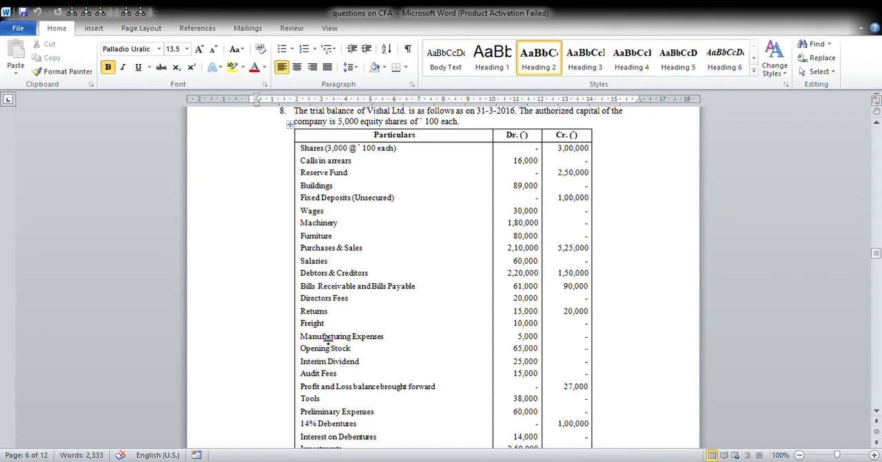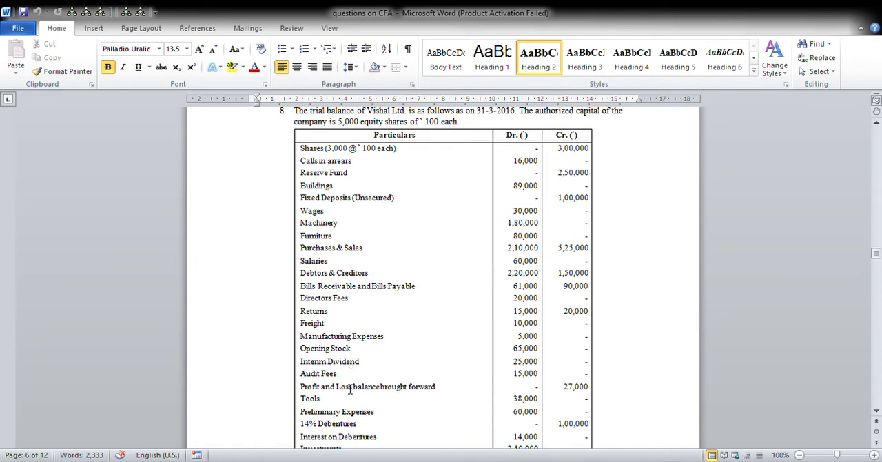Now moving to the next balances here, we have the freight followed by the manufacturing expenses. The freight and the manufacturing expenses will be shown under expenses in the profit and loss account against other expenses. Then we have the opening stock. So this is the stock which is towards the finished goods over here. Therefore the opening stock will be taken under the changes in inventory. So the opening stock has to be shown under changes in inventory.